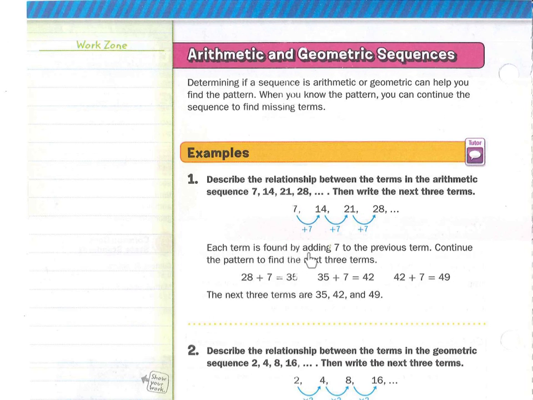Each term is found by adding 7 to the previous term. Continue the pattern to find the next 3 terms. So 28 plus 7 would be 35. 35 plus 7 is 42. 42 plus 7 is 49. So the next 3 terms would be 35, 42, and 49.